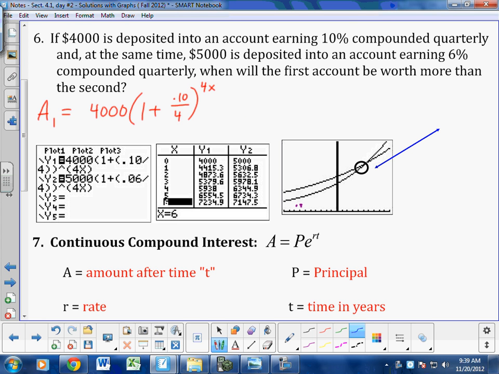A sub 2 is equal to, I'm going to put in 5,000. My rate is going to be, guess what students put in for that number? 0.06, divided by 4 and raise it to the what? 4x. Now, once you've established the two different equations, I want you to put them into your graphing calculator right now. A sub 1, A sub 2, do that right now.